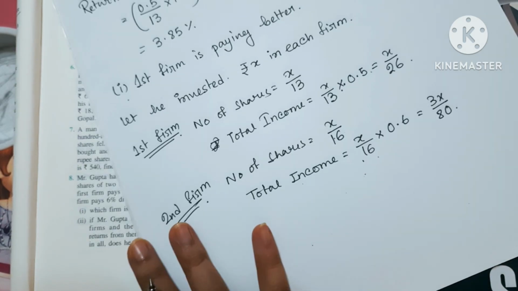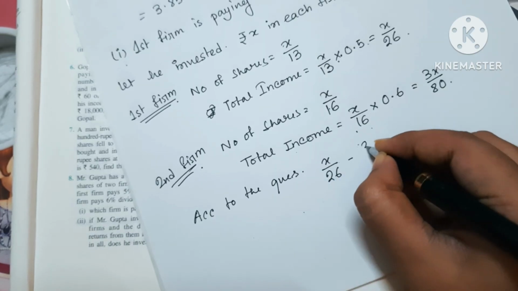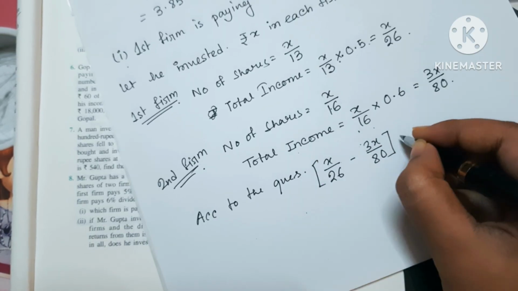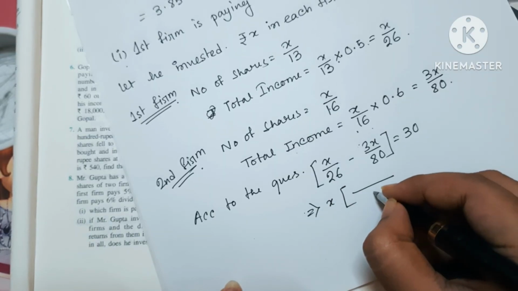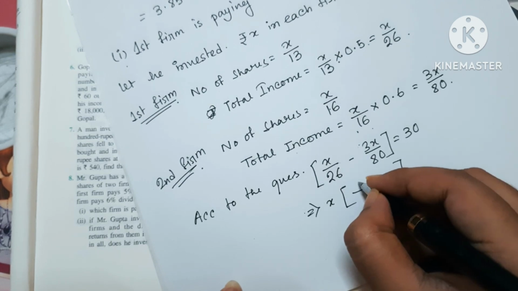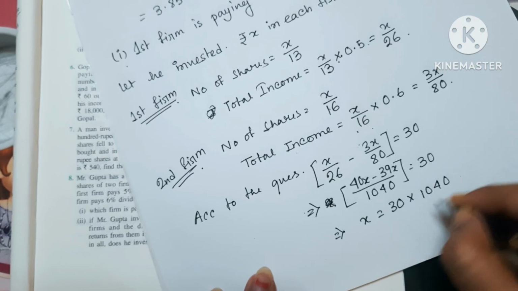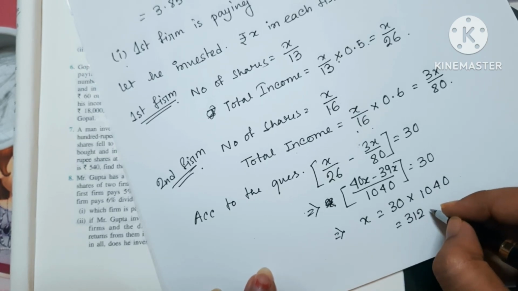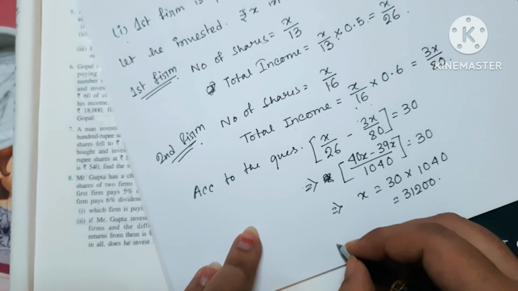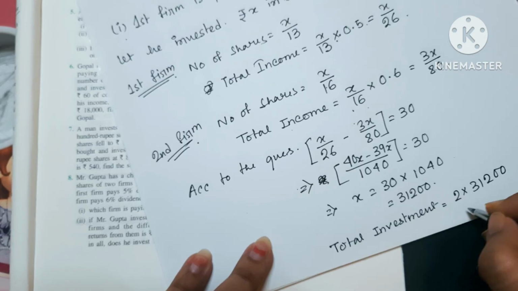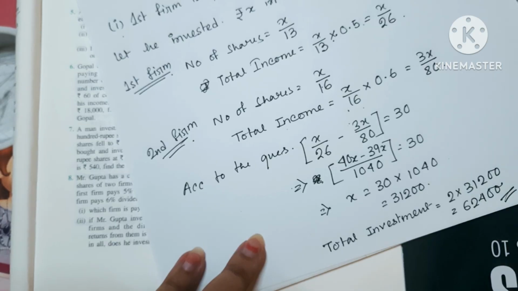Now according to the question, x by 26 minus 3x by 80 is equal to 30, and if you calculate, you will get the investment in each firm, 31200. So total investment is 2 into 31200, that is 62400. This will be the answer.